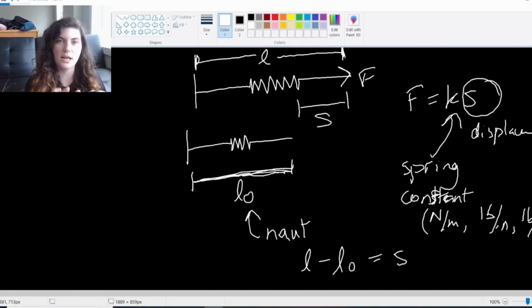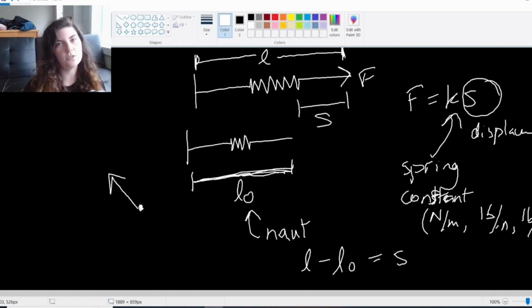How far out that spring stretched. So this is what our S is, and then our K is usually given as a spring constant. And that's how we find force in a spring. So we'll see that in some of our problems, and in a free body diagram, we still represent it as just a force, but it's a spring force. So instead of using F equals ma, what we'll want to use is F equals Ks.